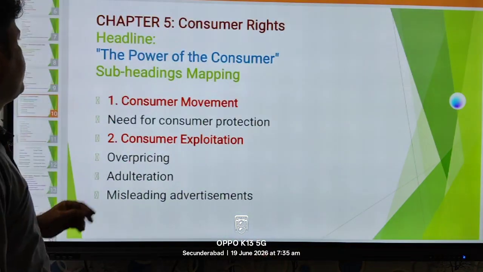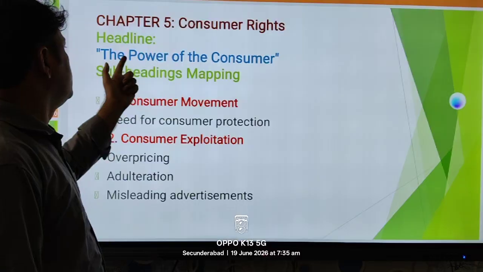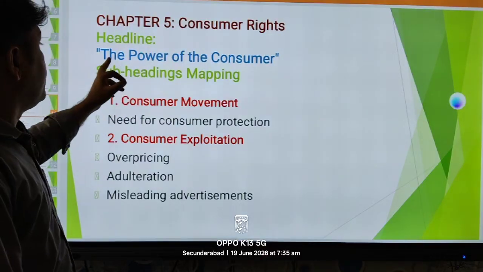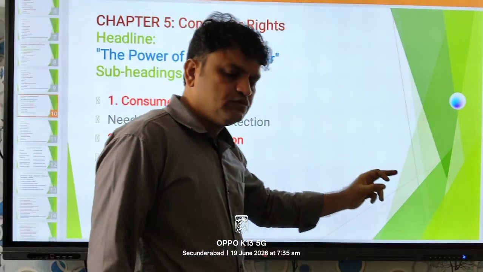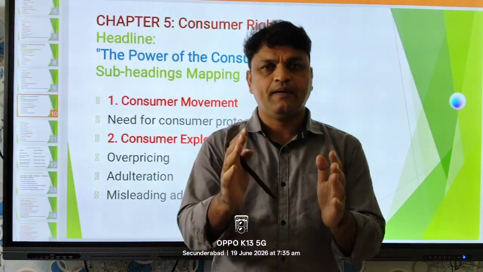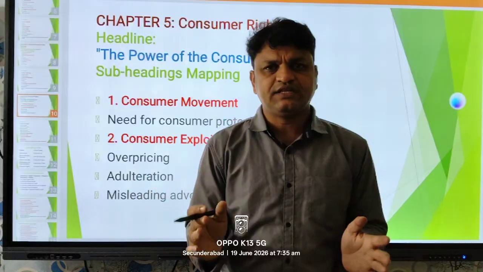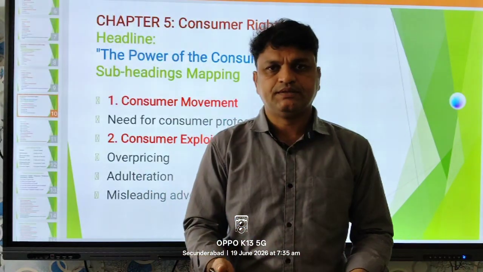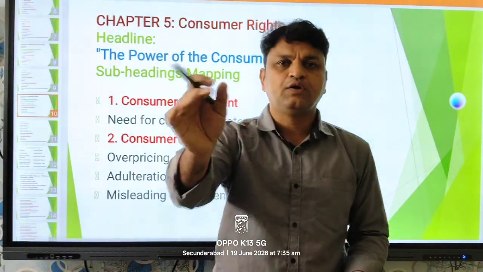Coming to the last chapter, chapter 5 deals with consumer rights. So what is the major headline here? The power of the consumer. So you are the consumer. Suppose you want to buy a mobile, you want to buy a laptop, you want to buy a textbook, or you want to buy something else related to your academic purpose, right? Or suppose your parents bought a new car.